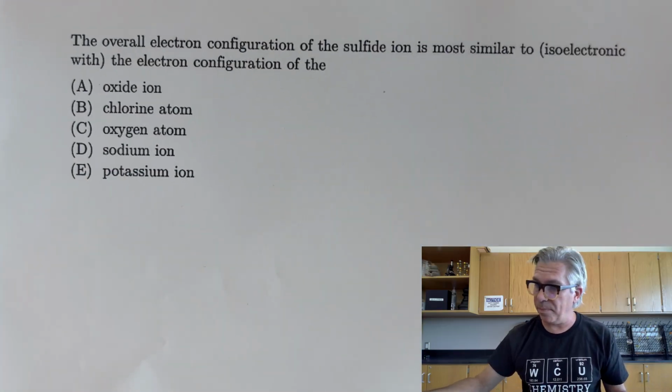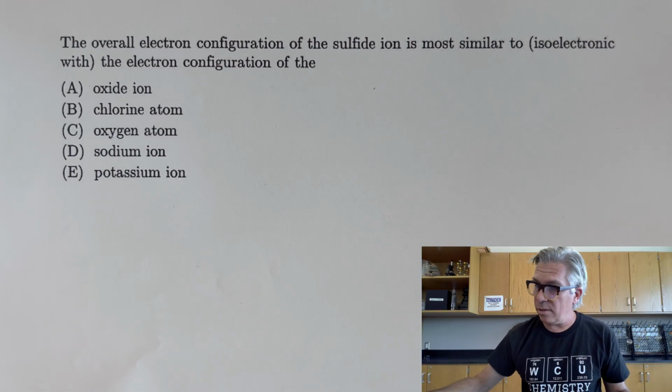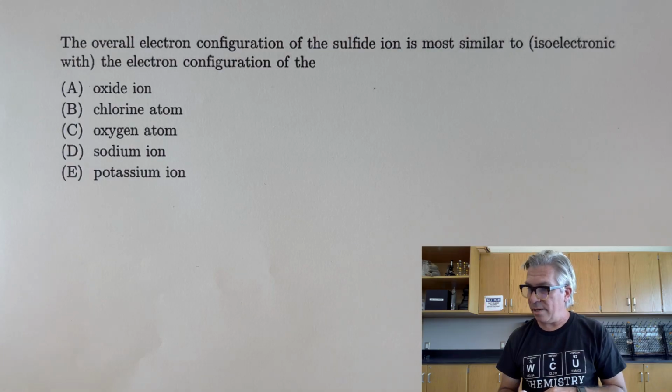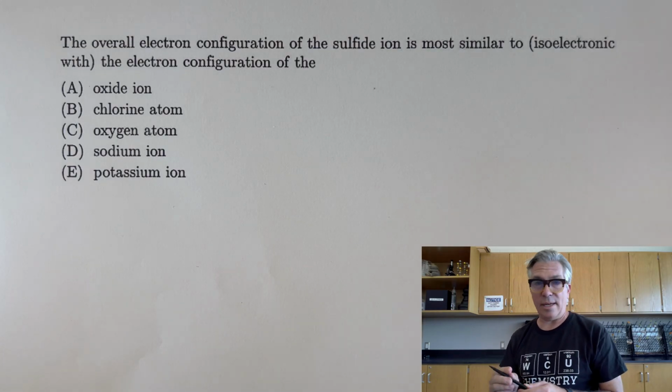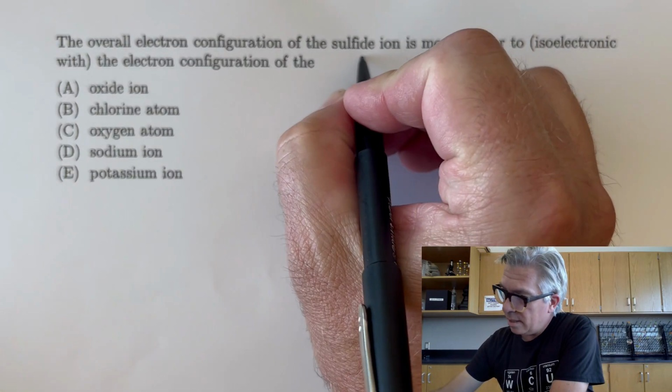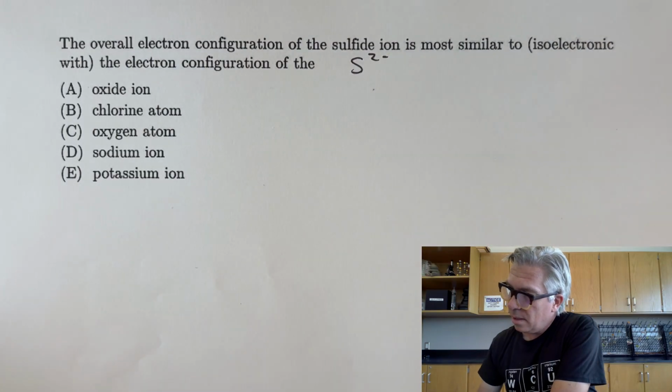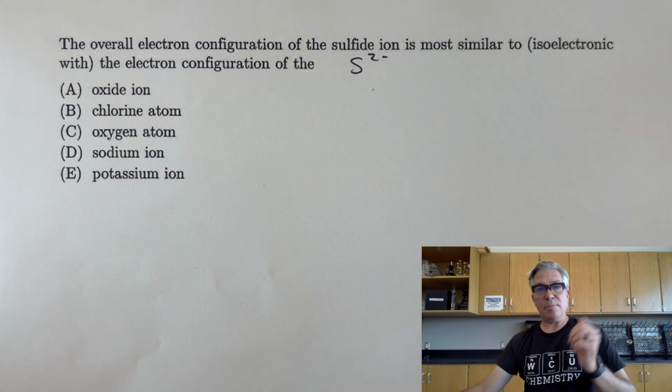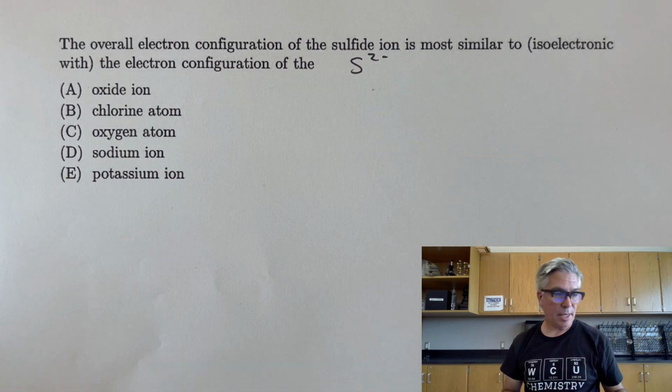Finally, one last one, the overall electron configuration of the sulfide ion. Now, they don't tell us what that is. I'll give you a hint. Sulfide ion is just S2-. Is most similar to the electron configuration of, take a moment, pause the video, and see you back here in a second.